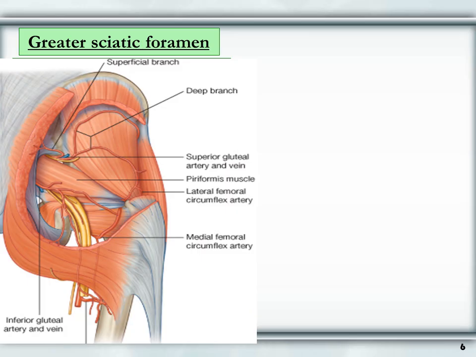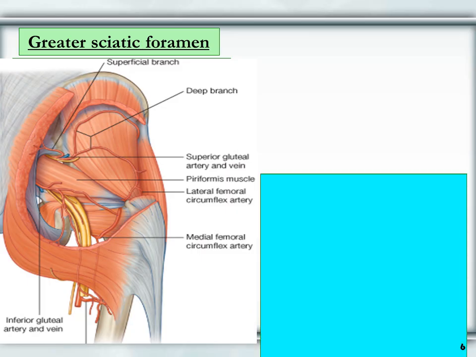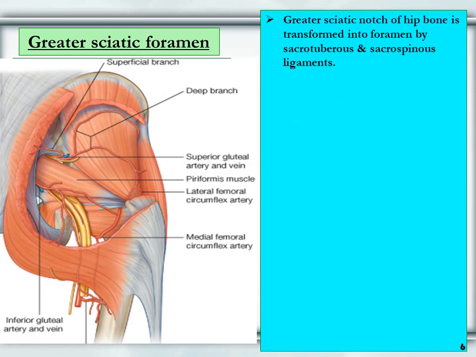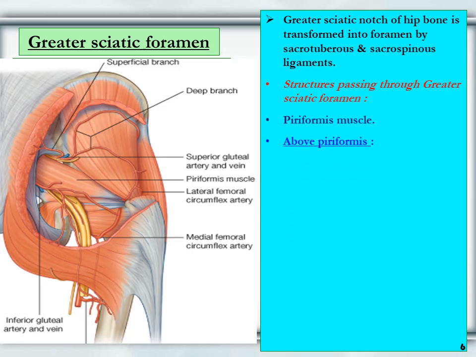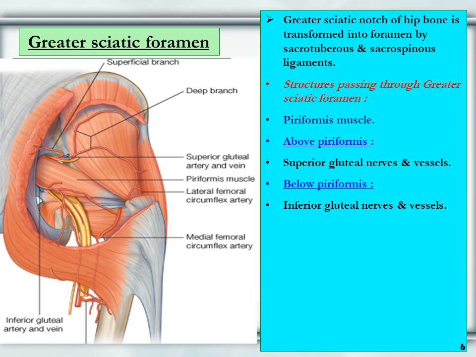The greater sciatic foramen is formed from the greater sciatic notch of the hip bone, converted into a foramen by the sacrotuberous and sacrospinous ligaments. Structures passing through the greater sciatic foramen: above the piriformis muscle, the superior gluteal nerve and vessels; below the piriformis muscle, the inferior gluteal nerves and vessels.